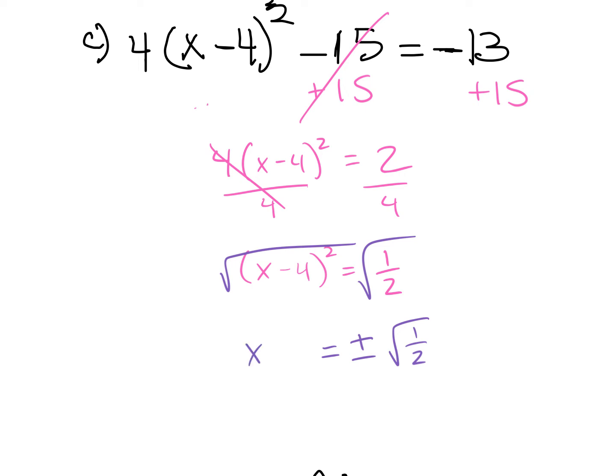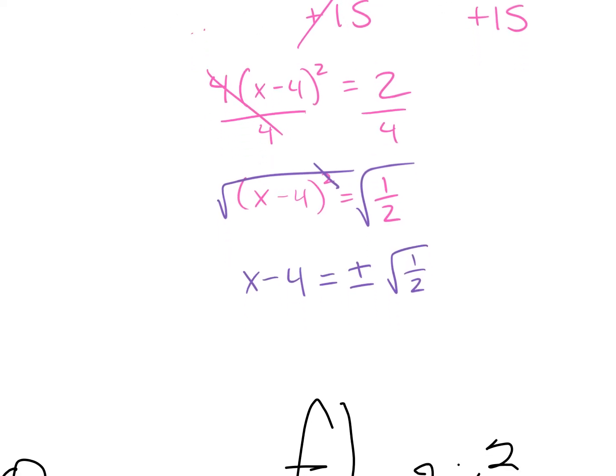And then on the left, the square root and the squared cancel, so it's just x minus 4. And then what's the last step? Add 4. Can I combine 4 and square root 1/2? No, so I just leave the 4 in front. So it'll be 4 plus or minus square root 1/2.